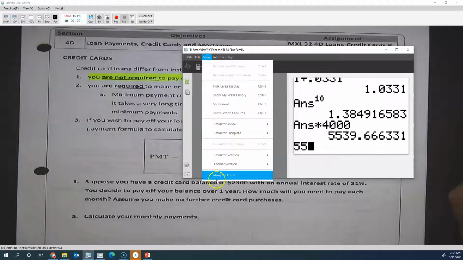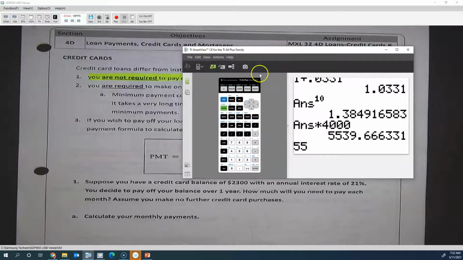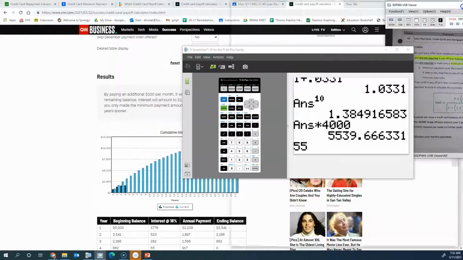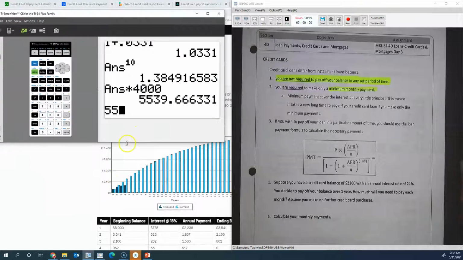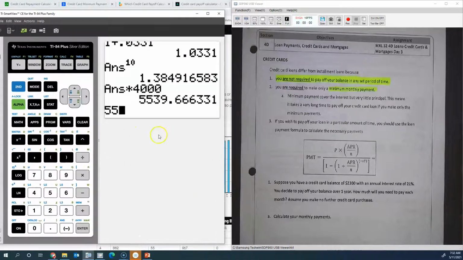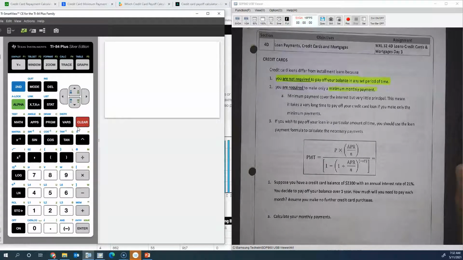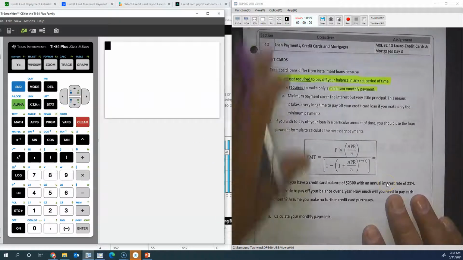View, always in front. Put that there. Clear. Okay, so you need one of these calculators. Put your phone away. What's your name? Corbin. Phone. Get a calculator, please. All right.